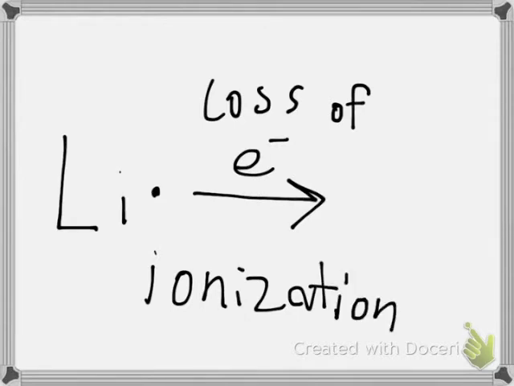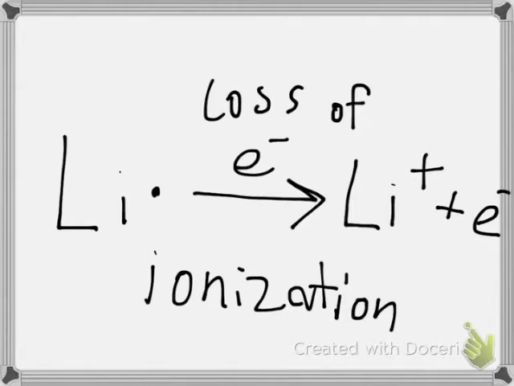And ionization simply means an element becoming an ion. So what happens is if we lose an electron, then we are still left with lithium, but now it has a positive charge on it. And we're also left with an electron.